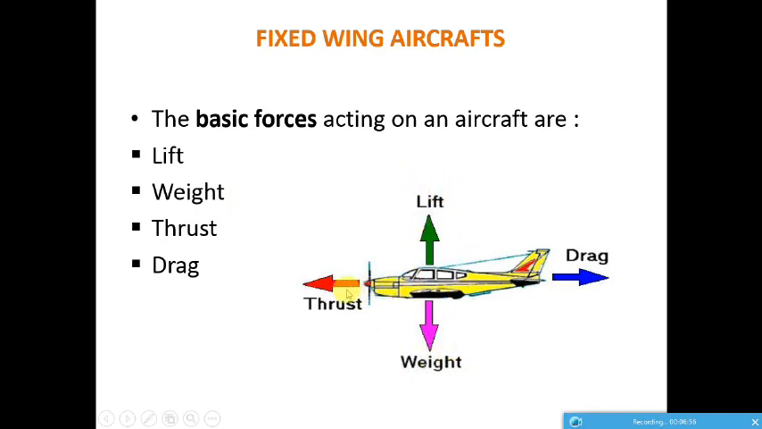The other components are thrust, which takes the aircraft into forward motion, and drag, which is a friction component due to the friction between air and the surface of the aircraft. When all these components, weight, lift, thrust and drag, are well balanced, then the aircraft is said to be in a neutral or balanced position.